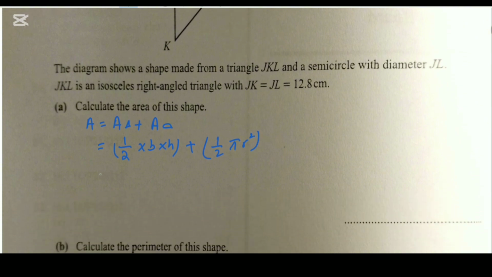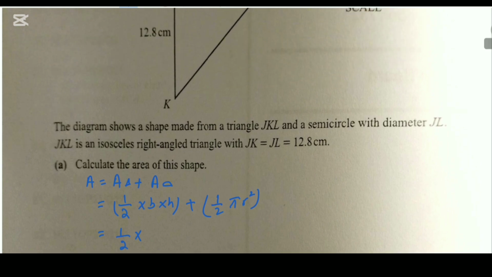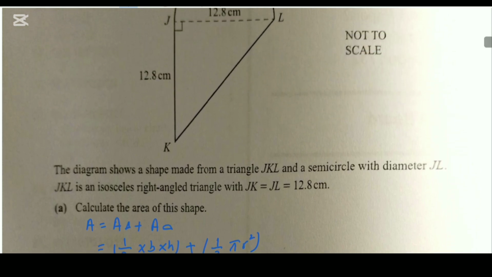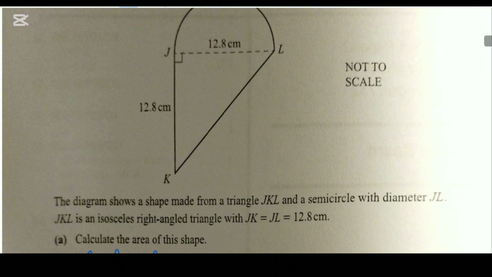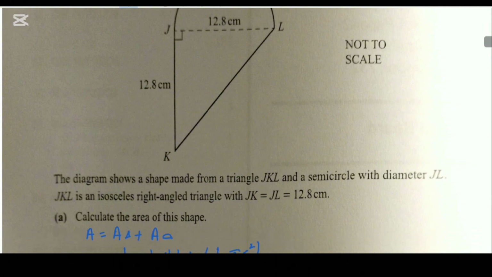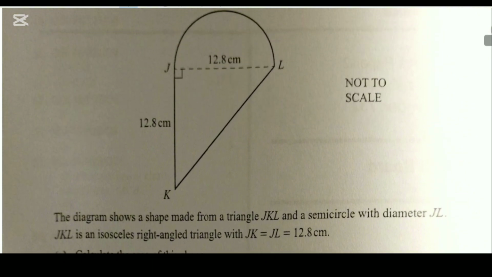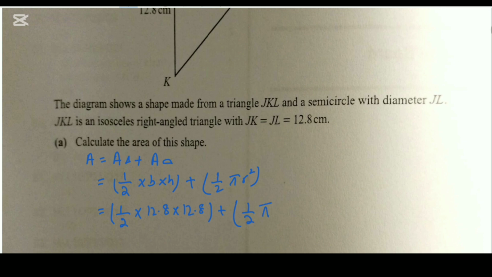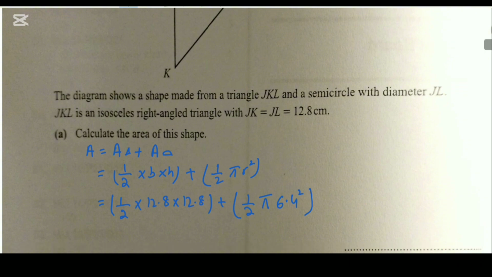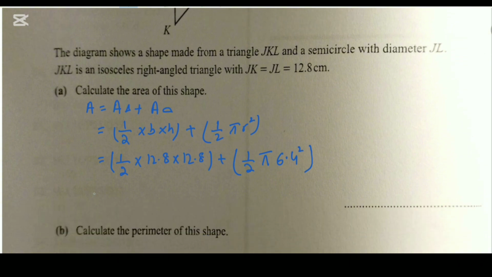Okay, so now 1 over 2, what is base and what is height? This is actually base, not breadth. So 1 over 2 into base into height. Base of the triangle is 12.8 and height is also 12.8. So 1 over 2 into 12.8 into 12.8 plus 1 over 2 pi r square. Pi will remain as it is and r is 6.4 square.